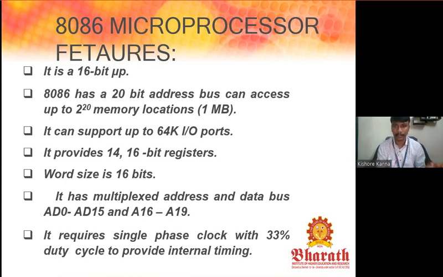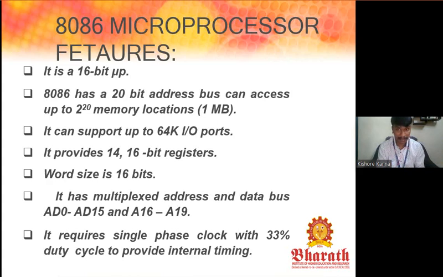And it requires a single phase clock. That means it has a unique timer which provides timing commands for the 8086 to produce the output within that certain time period, and it has a 33% duty cycle to provide internal timing. This is a property of 8086. A cycle which is repeated to acquire the large input and produce the output within microseconds is the ultimate aim and functioning of the 8086 microprocessor.